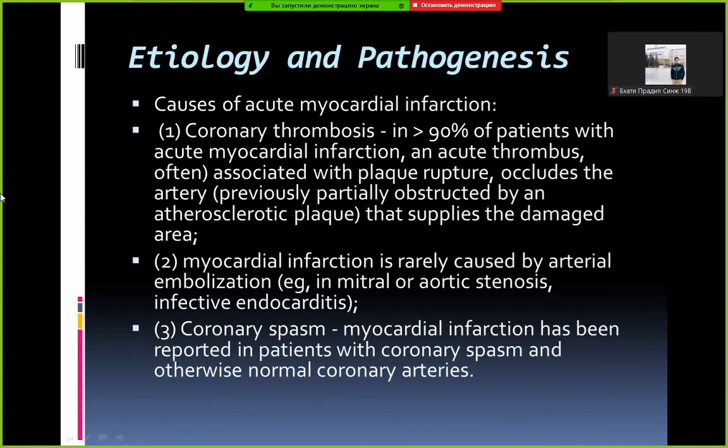Etiology and pathogenesis of myocardial infarction. Causes are coronary thrombosis. This cause is in more than 90% of patients with acute myocardial infarction. An acute thrombus, often associated with plaque rupture, occludes the artery previously partially obstructed by an atherosclerotic plaque that supplies the damaged area.